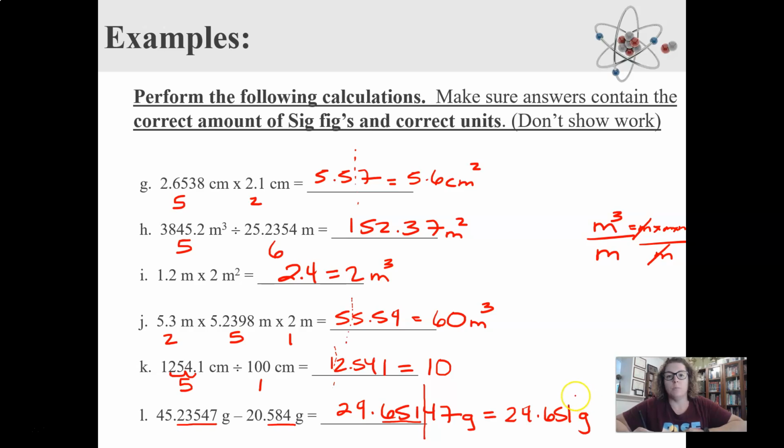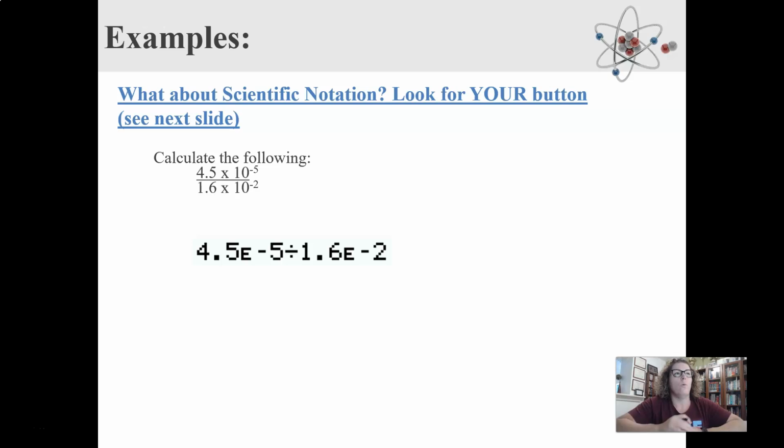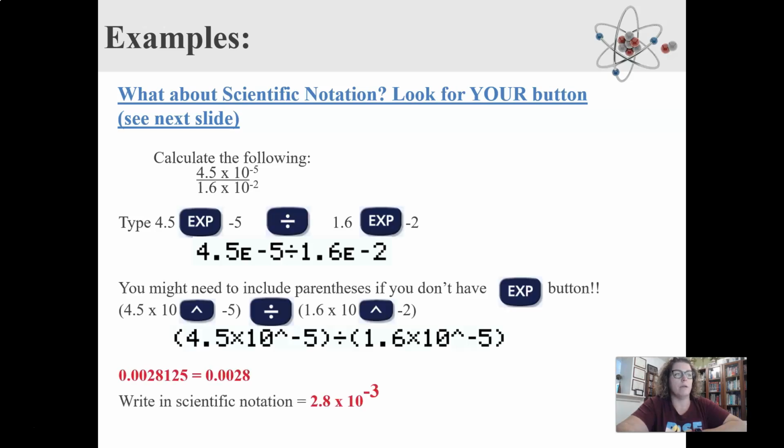And if you need some more practice, you'll see some more coming in the video. Okay, so what if you have to do scientific notation? This usually takes me almost about a day to figure out everyone's calculator with my students, because we all have different calculators. I usually use a graphing calculator, but in my honors class, they usually use a scientific calculator. So as you see on the screen here, I'm going to go one slide further so that way we can find your button. Oops. Don't want to give the answer yet.